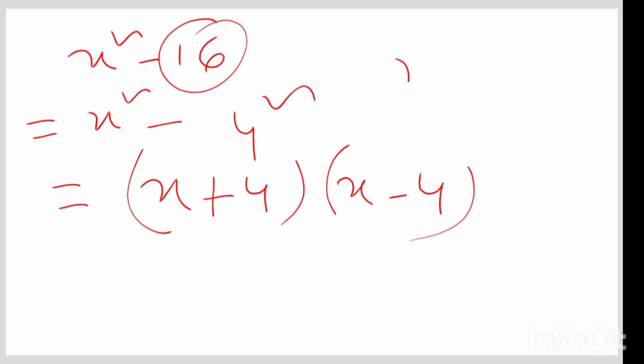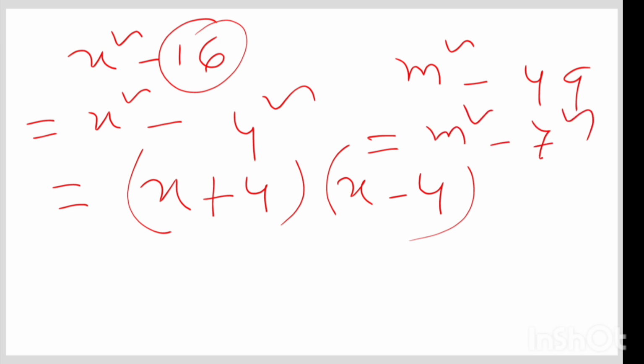Again let's see, m square minus 49. So 49 is a perfect square, break down 7 whole square. So m plus 7, m minus 7. So this one is a perfect square subtraction.